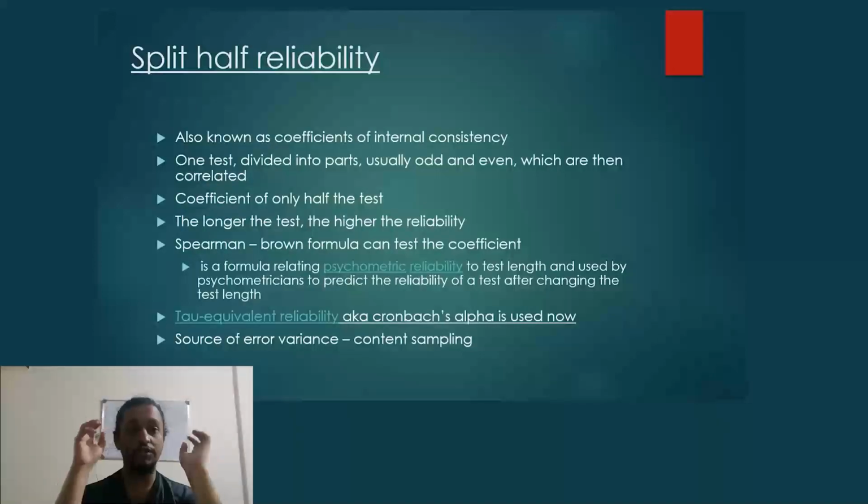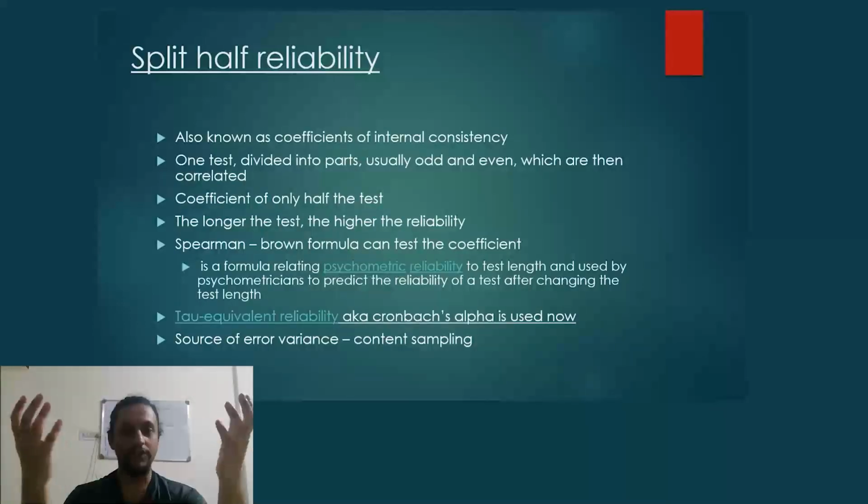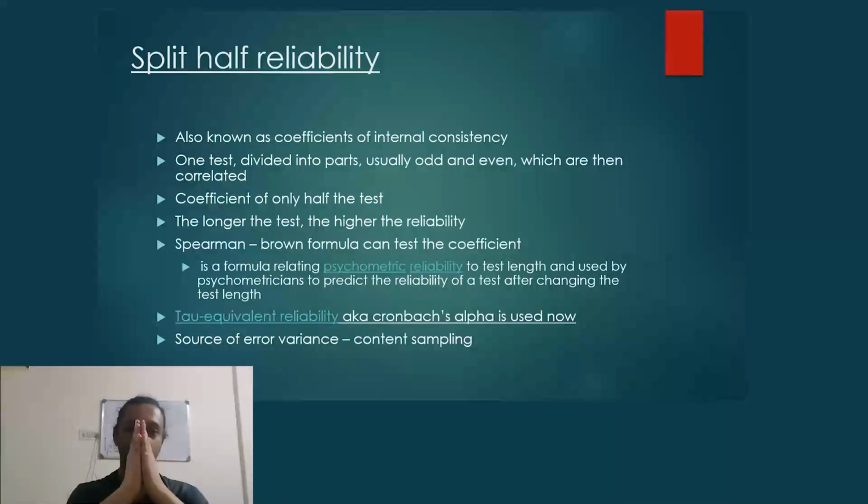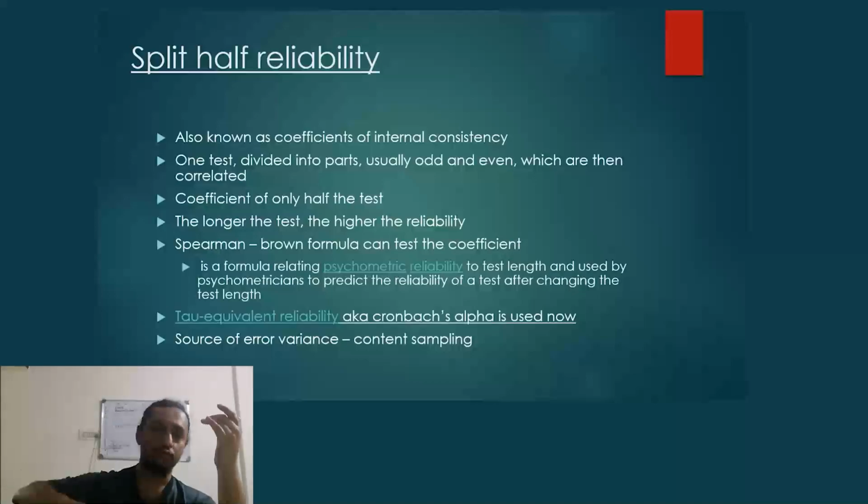Then the third is known as split-half reliability. This is also known as the coefficient of internal consistency, because what you're essentially doing is taking one test, dividing it into half, and taking the odd questions and even questions and correlating the scores of the same test to see whether people are giving similar answers. Usually people do odd-even, but sometimes they also split it in half, so they'll take the top 50 and bottom 50.